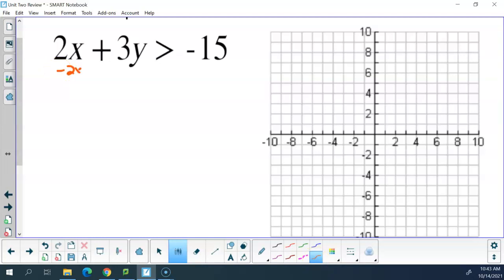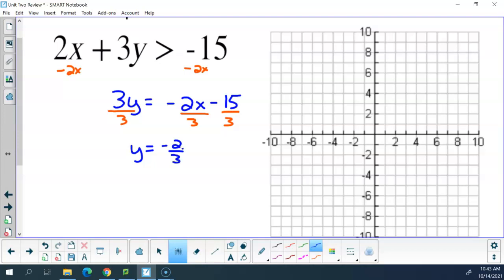Subtract 2x first. So then that's going to be 3y is equal to negative 2x minus 15. Then divide everything by 3, y equals negative 2/3 x minus 5. Solid or dashed line? Dashed. All right, so we go down 5.